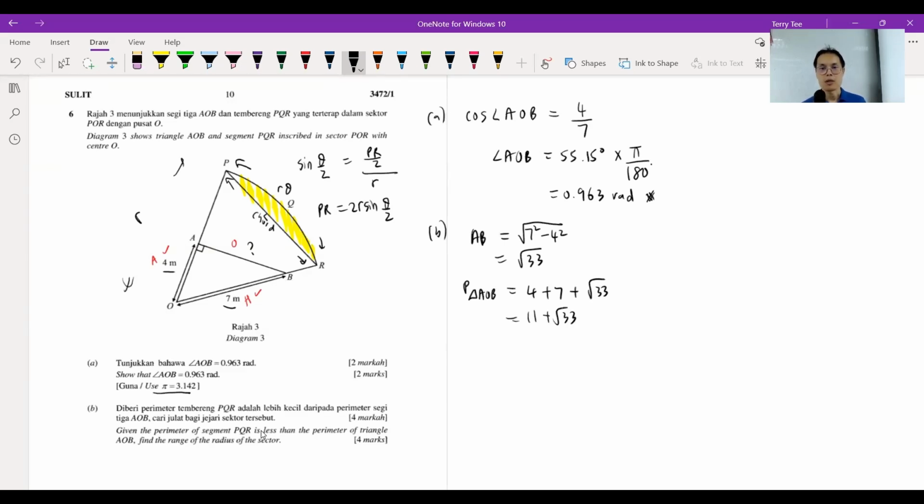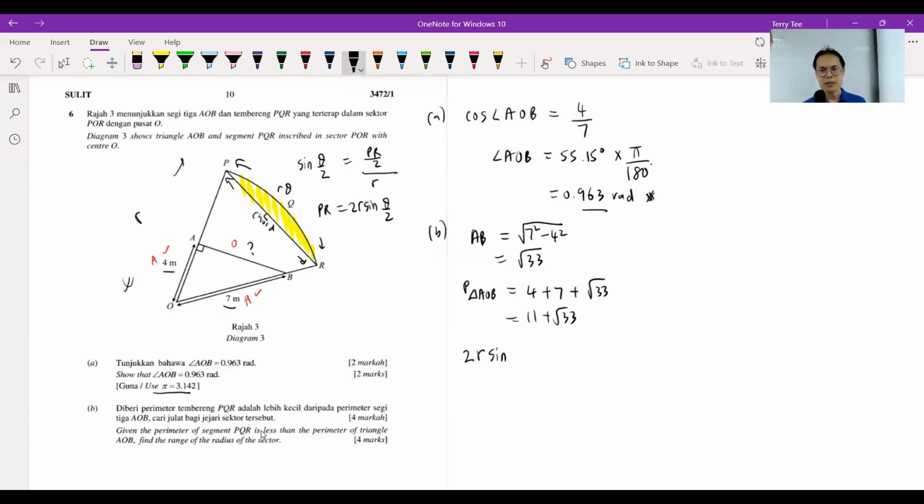Whereas the perimeter of your term bearing, right? I can just write 2R. Your R is an unknown. You're supposed to find, they say, cari julat bagi jejari. Jejari I use R, right? You can use J for bahasa. 2R sine theta over 2.